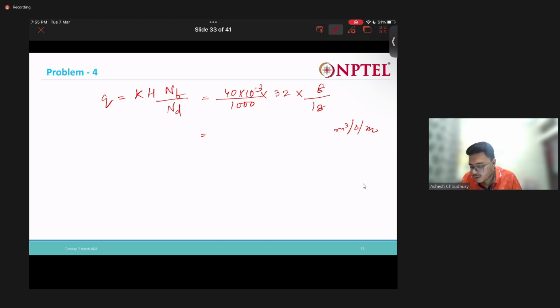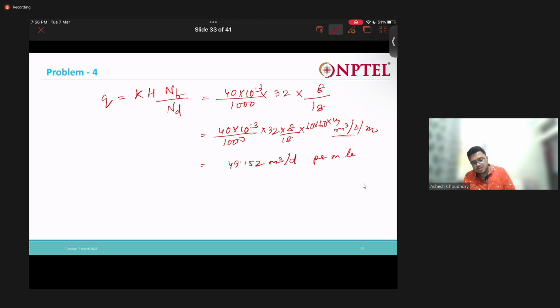They have asked how much per day. So you convert this meter cube per second to meter cube per day. That's all. So 40 into 10 to the power minus 3 by 1000, into 32, into 8 by 18, into 60 into 60 into 24. So it will be 49.152 meter cube per day per meter length of the dam. Okay, so very simple.